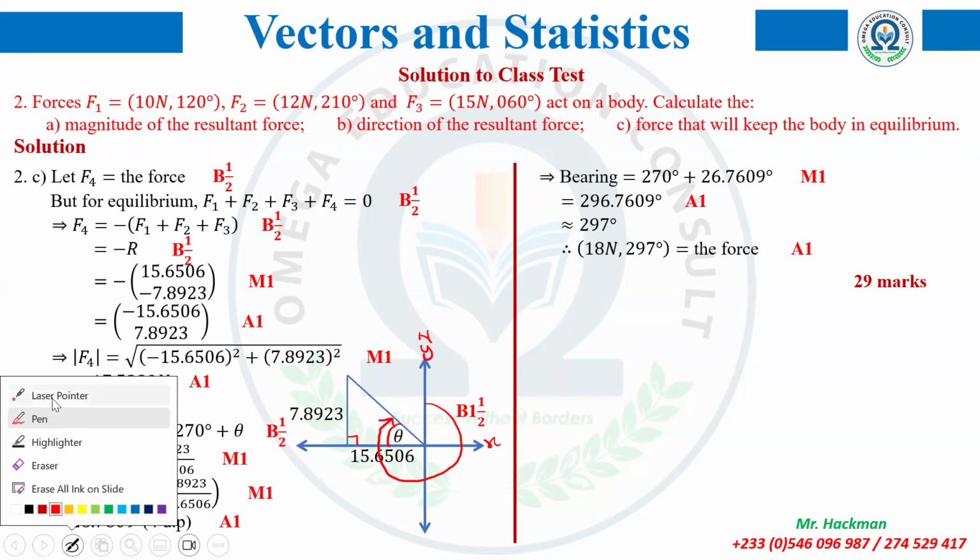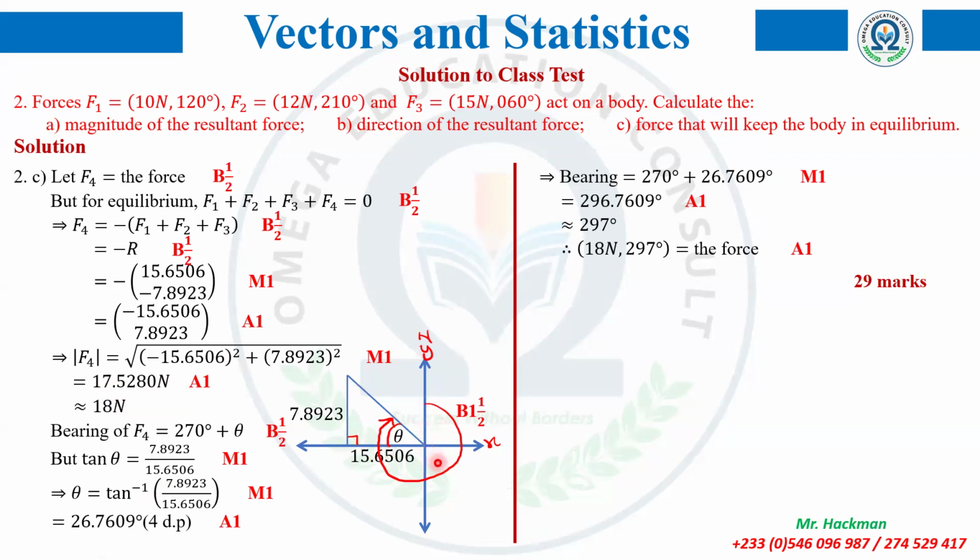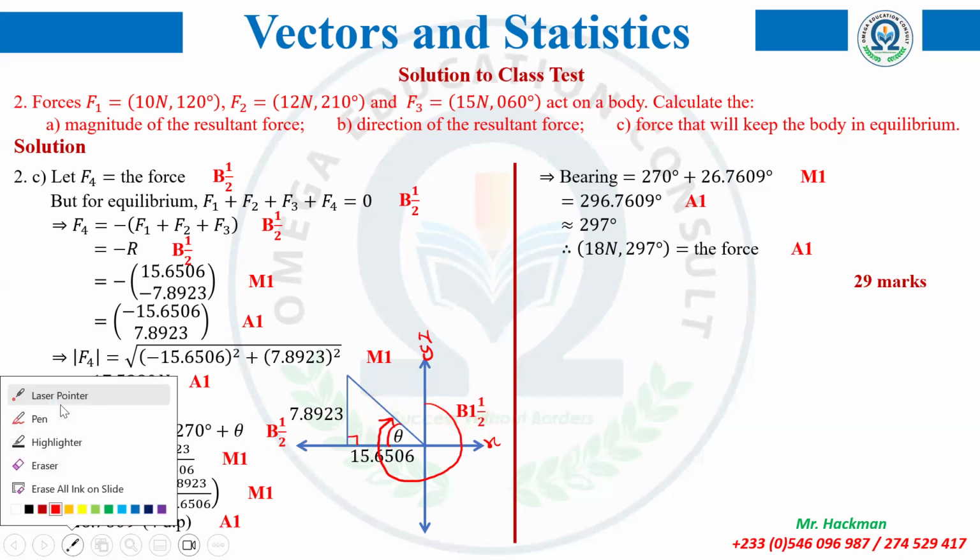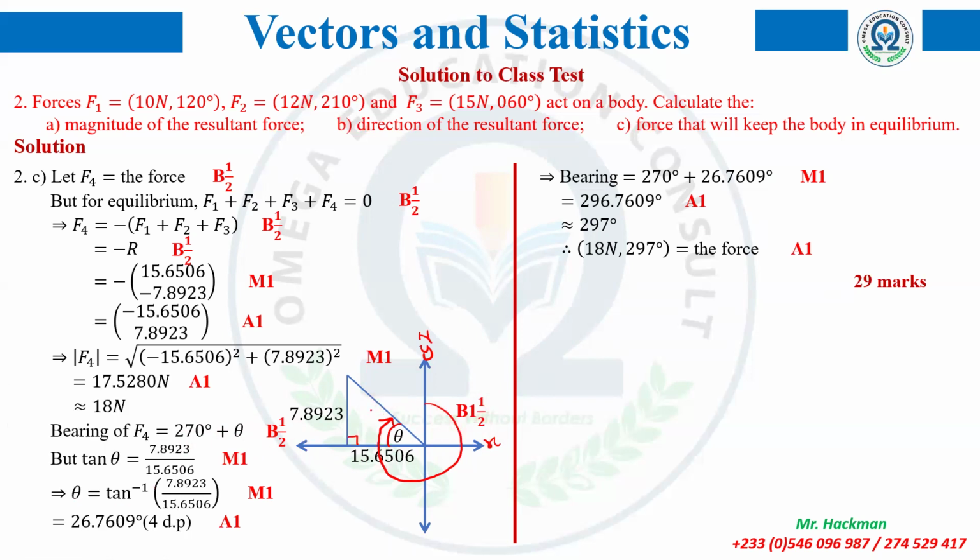Let me pick the laser once again. Here to here is 90. Here to 180 plus another 90 is 270. So it will be 270 plus theta. That will give you your bearing. So the bearing of F4 will be 270 plus theta from the diagram, and if you draw the diagram correctly, it will be your 1.5. And equally, let me indicate the vector. Just as so, this is the vector F sub 4, and that will be the magnitude of that vector.